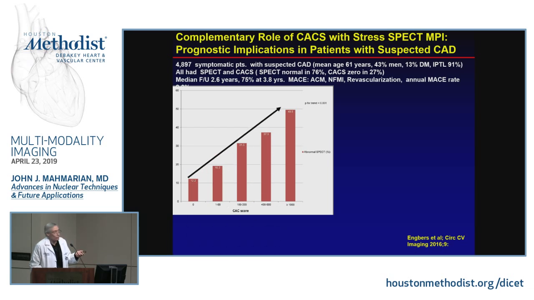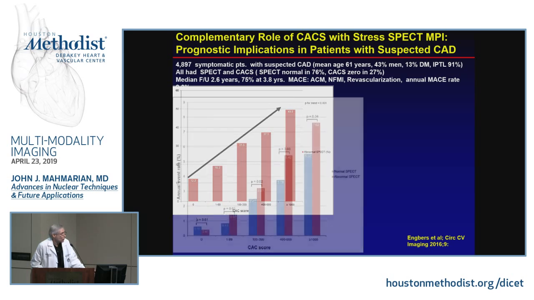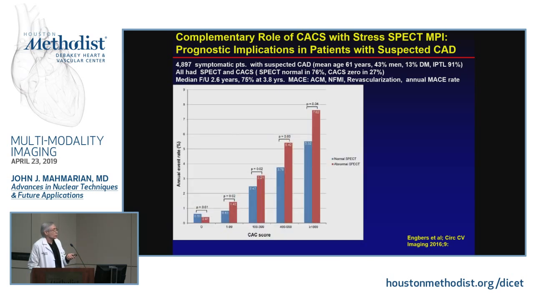Okay, so just as many have shown, as you go from a 0 to a high calcium score, you're much more likely to see abnormal myocardial perfusion results. This is looking at the interrelationship in terms of annualized event rates in people based on calcium scoring and SPECT results. So here you see that if you have a calcium score of 0, irrespective of your SPECT results, you do well. But as the calcium score goes up, notice that as you go from a normal SPECT to an abnormal SPECT, your risk increases.